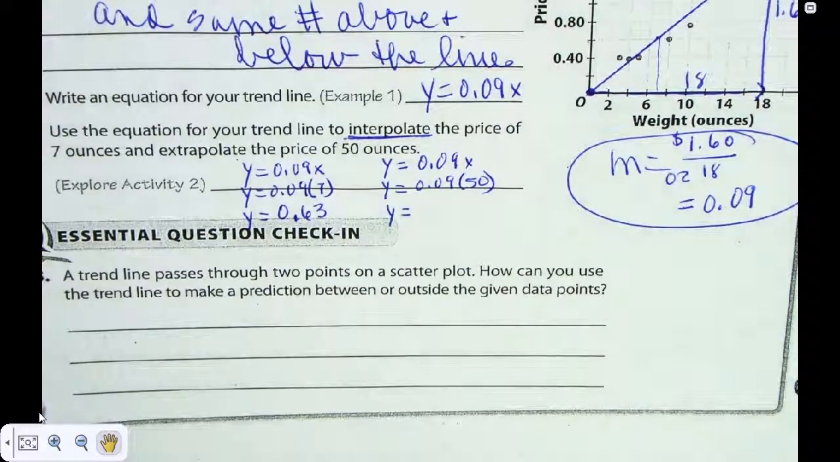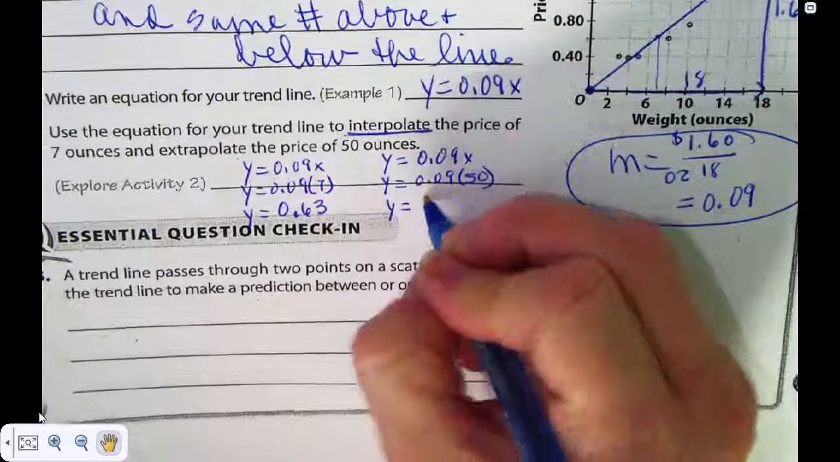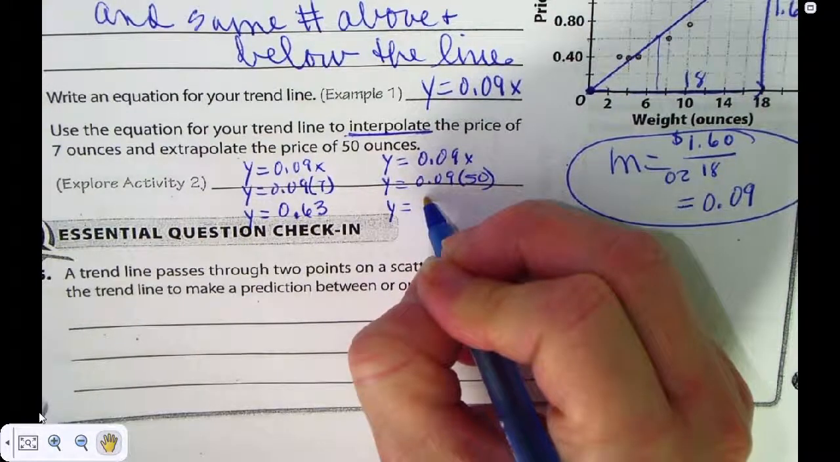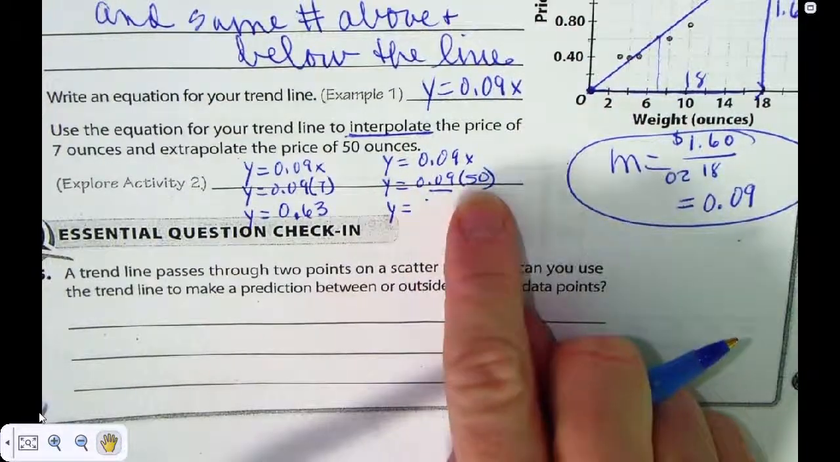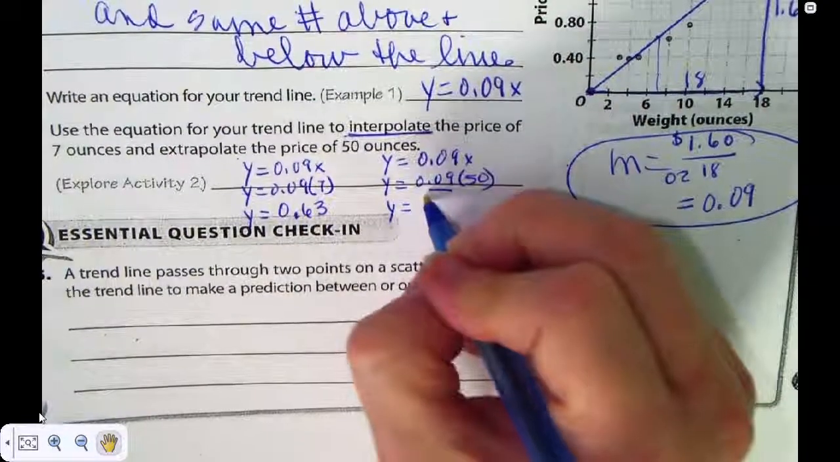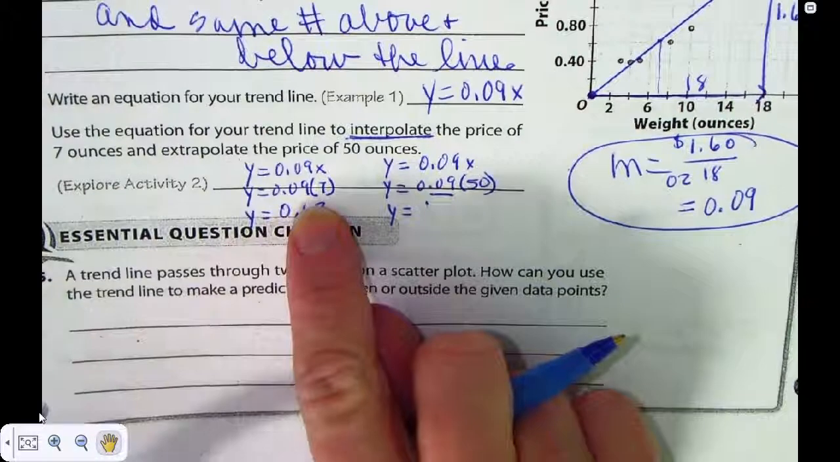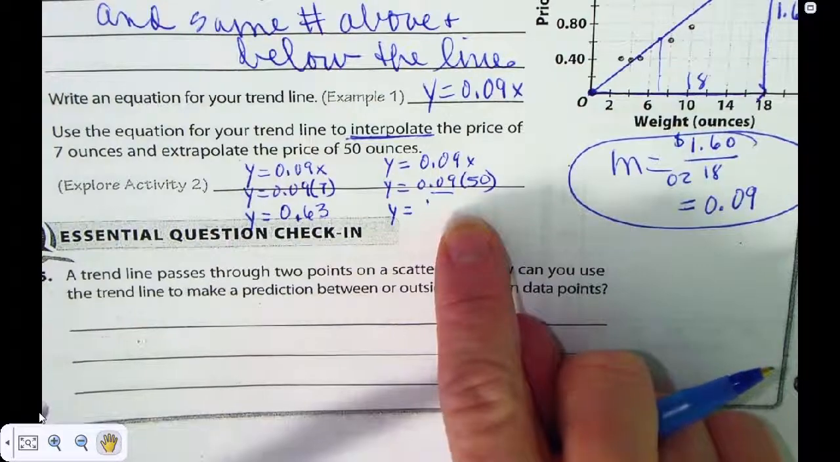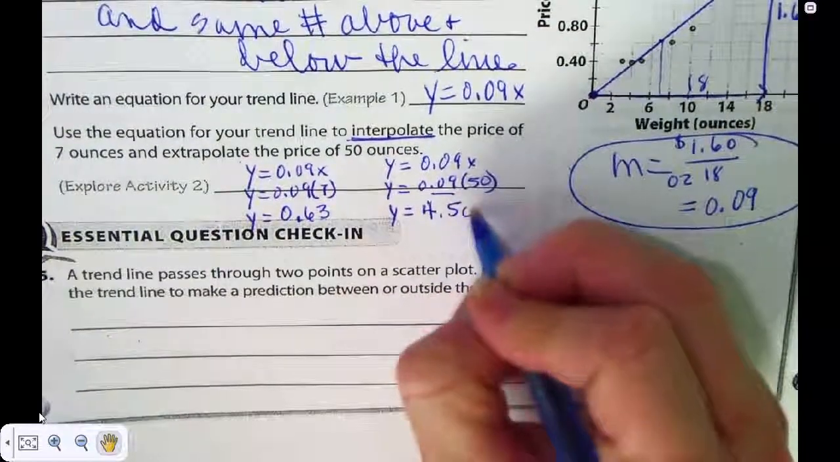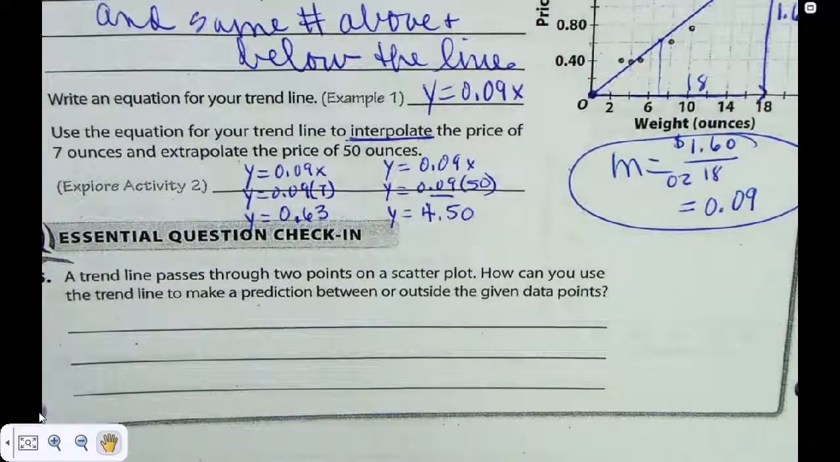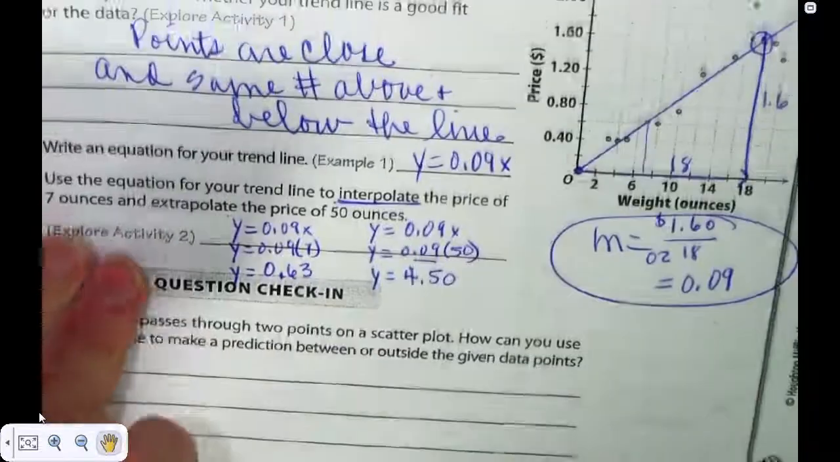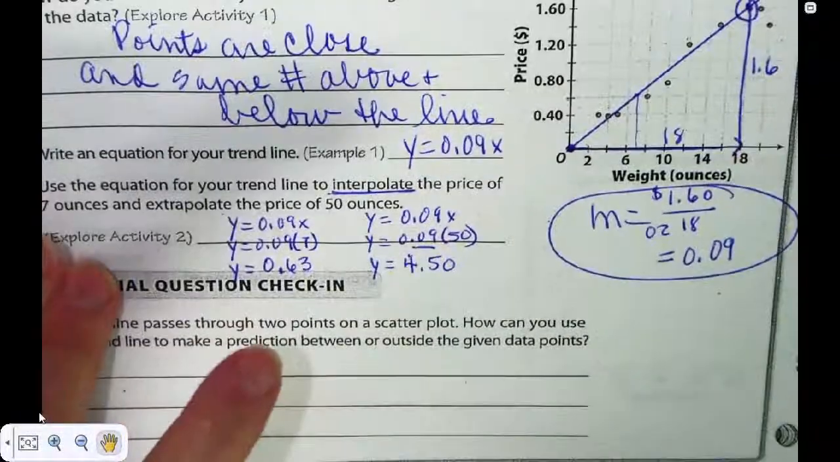So the smartest thing to do is write your equation for the trend line. How much? 0.09 times 50, 45. Excuse me, $45. It's 60 cents for 7 ounces and $45 for 50 ounces. Guys, use that calculator, please. It's 0.09 times 50. It's $4.50. That wouldn't make any sense, $45.